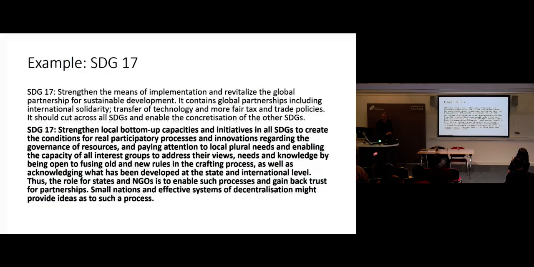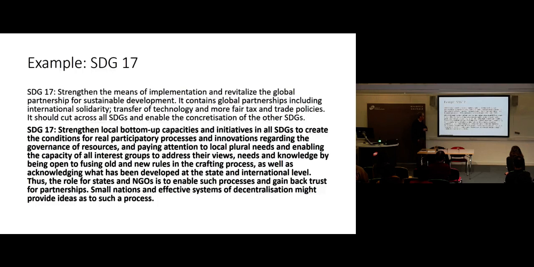So we were actually trying then to rephrase SDG 17, which says: strengthen the means of implementation and revitalize the global partnership for sustainable development. A very nice term. Each and every company can subscribe to this. It contains global partnerships, including international solidarity, transfer of technology, and more fair tax and trade policies. This is something which I think is good. But what is more fair? Who defines what is more fair? It should cut across all SDGs, which is laudable if it really does, and enable the concretization of other SDGs.